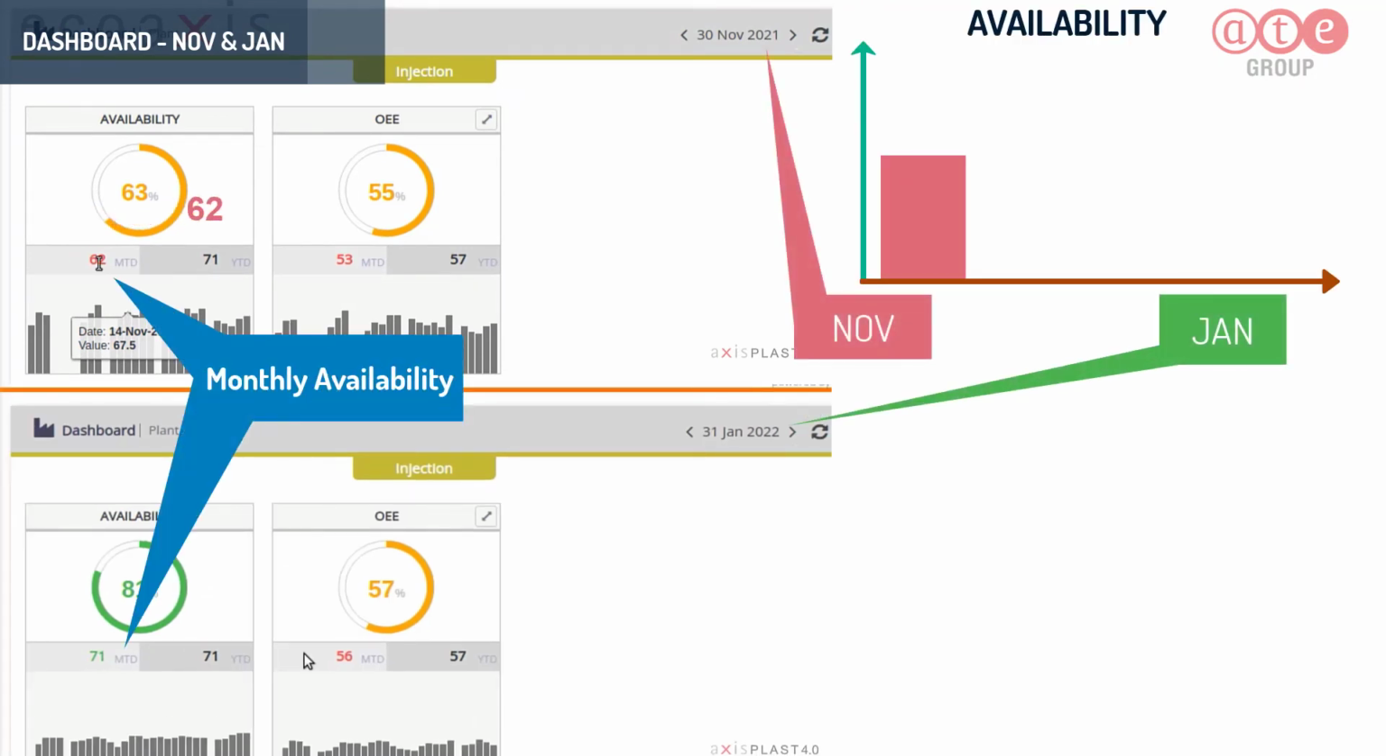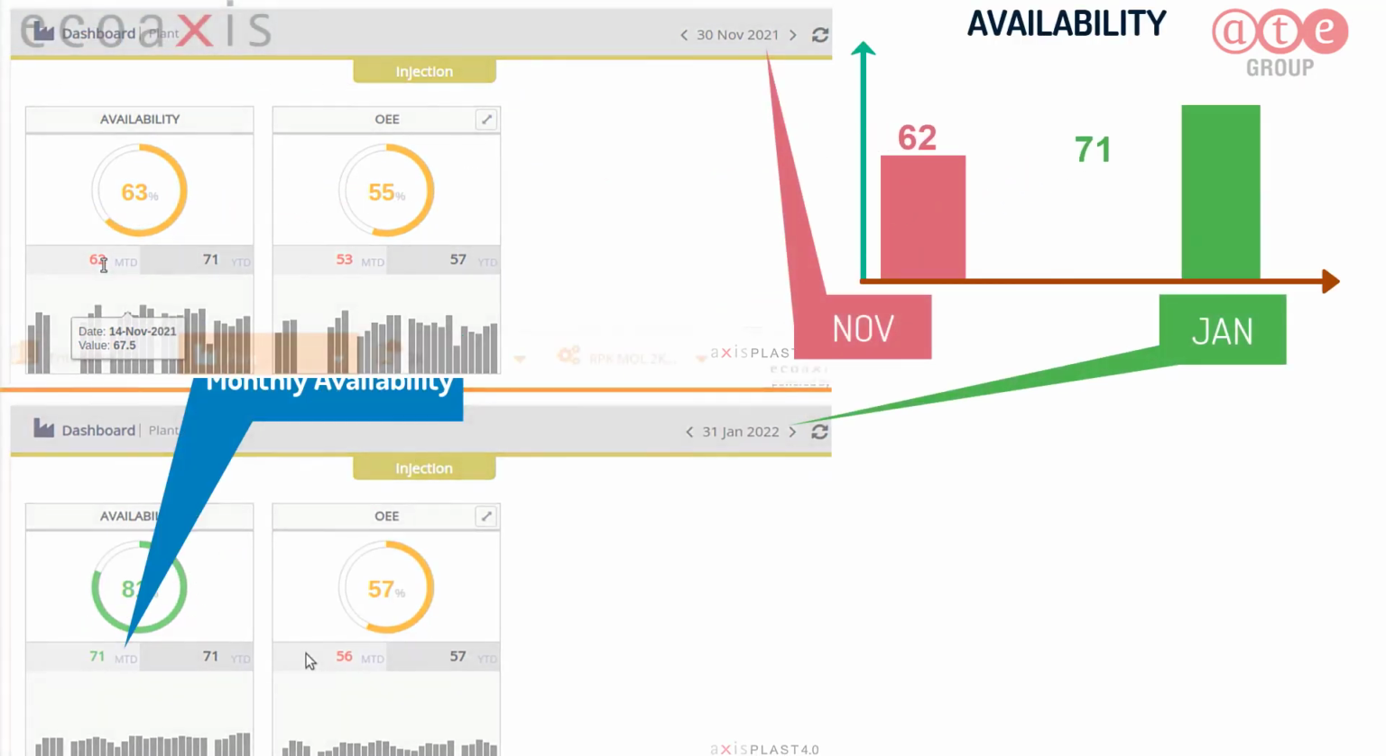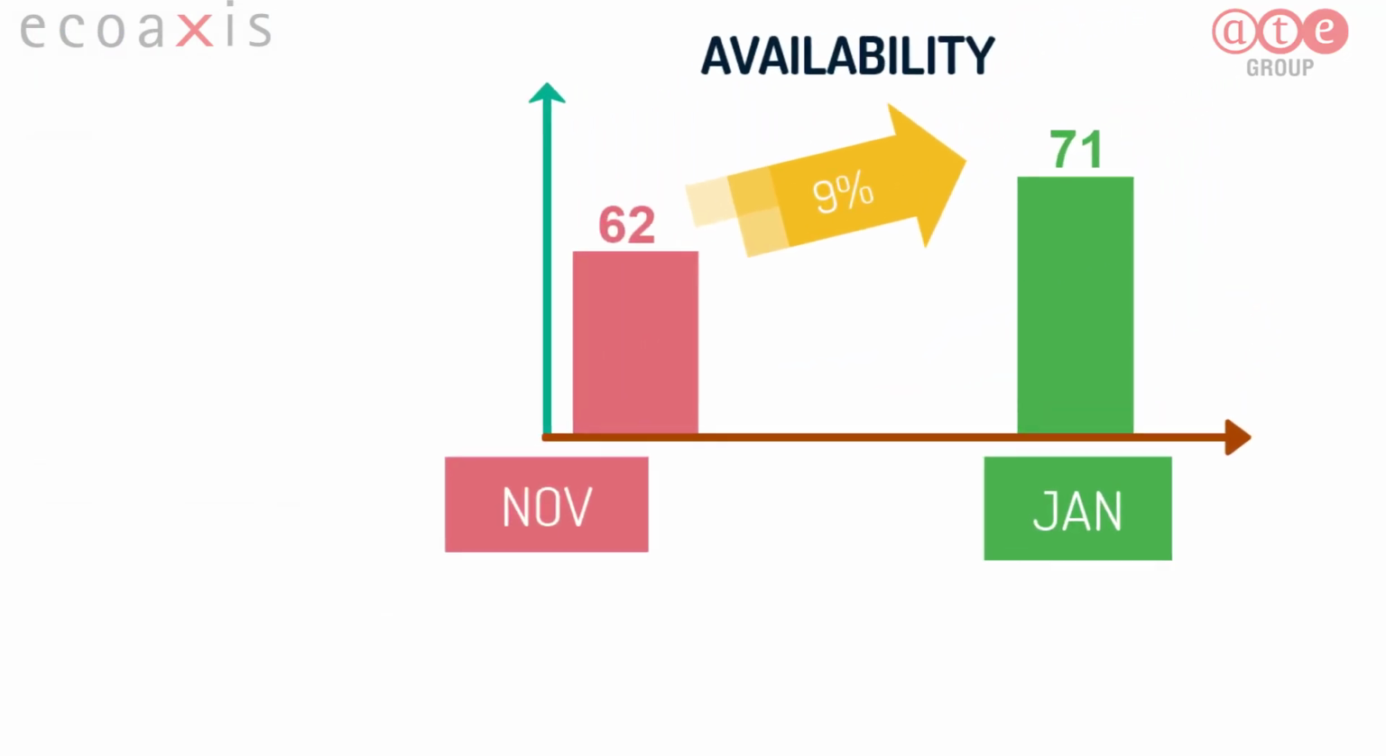With the help of axisPLAST, one of our customers increased availability by 9% across their plant.